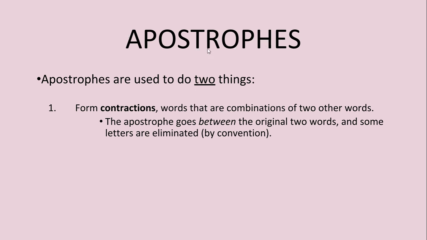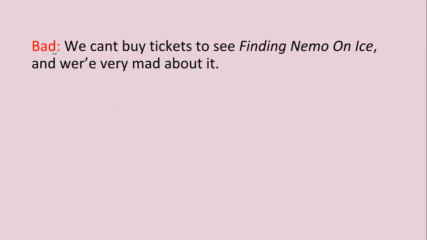So, apostrophes are used to do 2 things. The first one is form contractions. Words that are combinations of other words. The rule is that the apostrophe goes between the original 2 words, and some letters get eliminated. So let's look. Bad example.